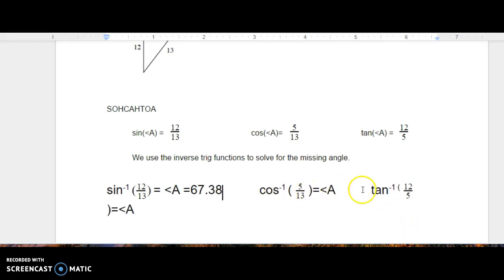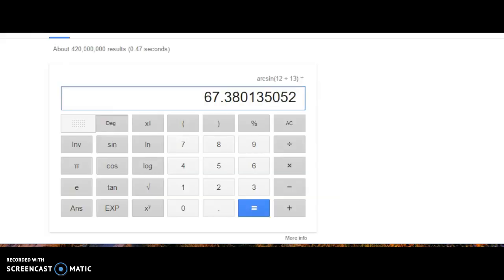I'm going to test this out with the cosine. It should be the same solution as long as I change my relationships, because my cosine is looking at 5 over 13. So I'm going to hit inverse cosine, 5 divided by 13. And I'm looking for 67 degrees to be my answer. And I get the same answer of 67.38 degrees.